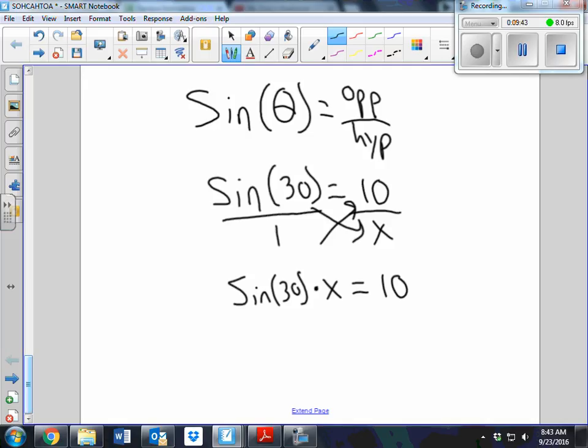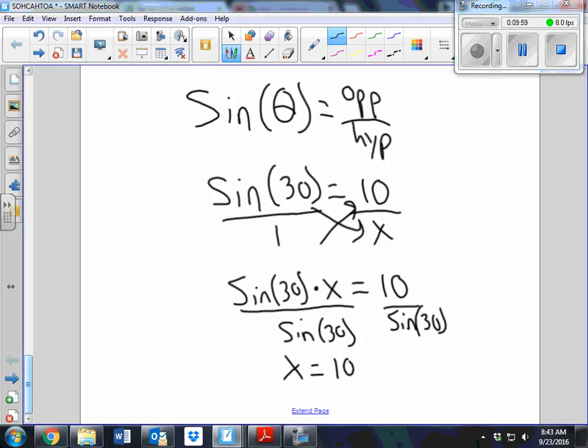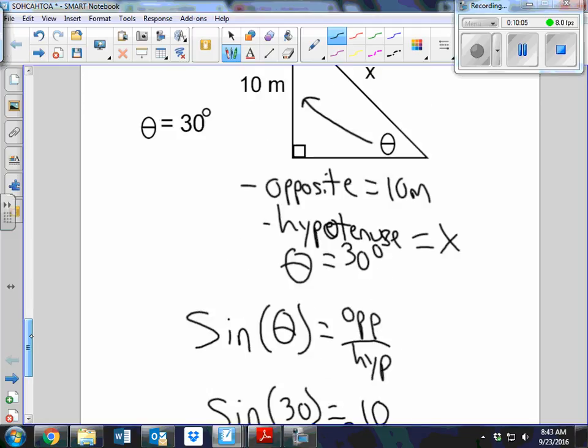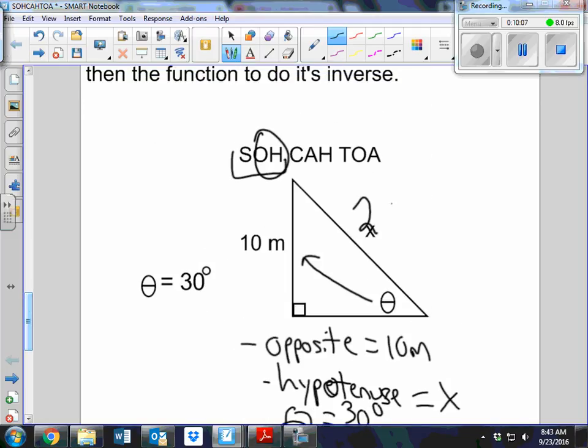Now it's multiplied, so I have to divide out the sine of 30. I forgot what sine of 30 is off the top of my head. I think it's a half, but let's just check it. Yep, it's a half. So then I have x equals 10 divided by a half, which will equal 20 meters. So I know my hypotenuse is 20 meters.